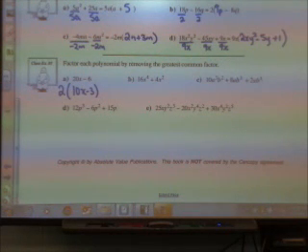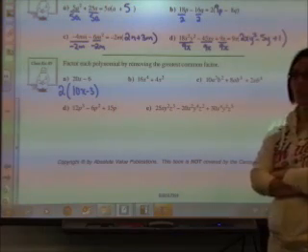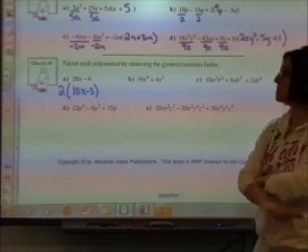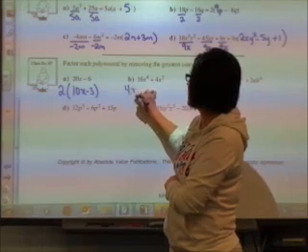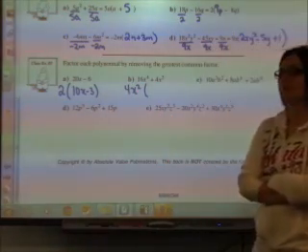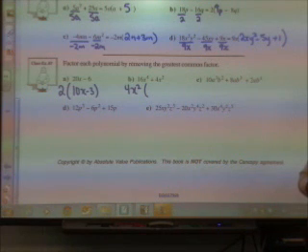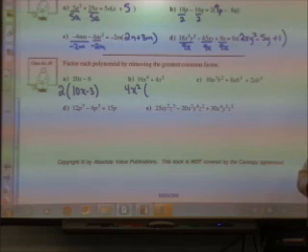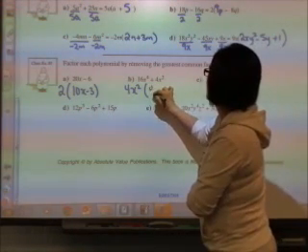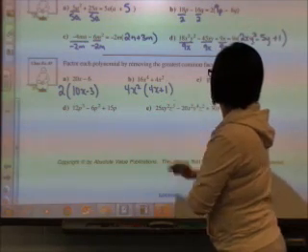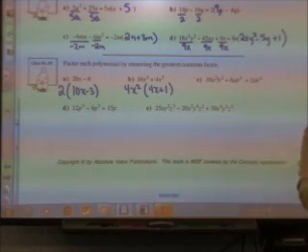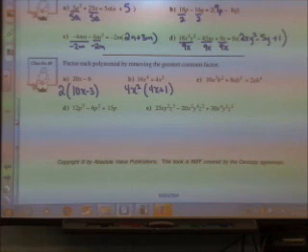Okay, so if I look at B, 4x squared becomes my greatest common factor. So if I factor that out, what would I be left with? 4x squared plus 1. Okay, I'm going to give you some time. I want you to do the next 3 on your own.